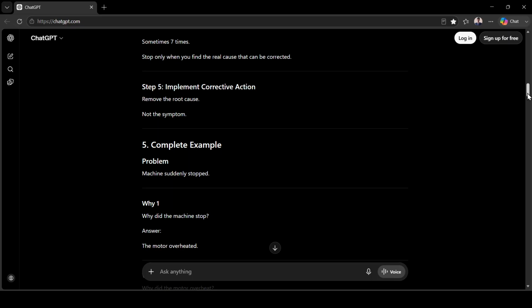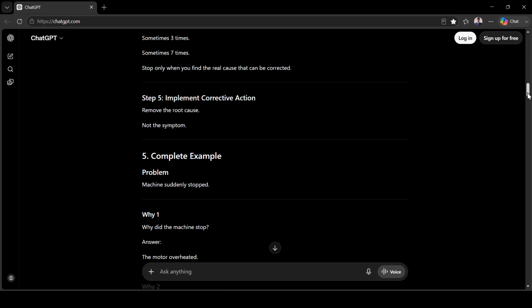Then step 5, implement a corrective action plan. Remove the root cause, not the symptoms. Complete example.